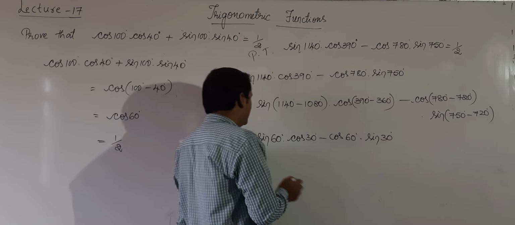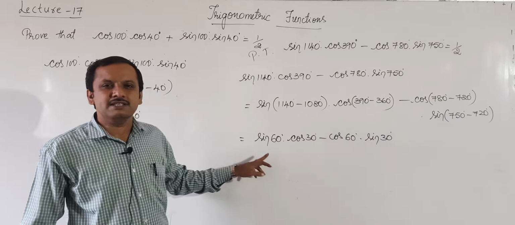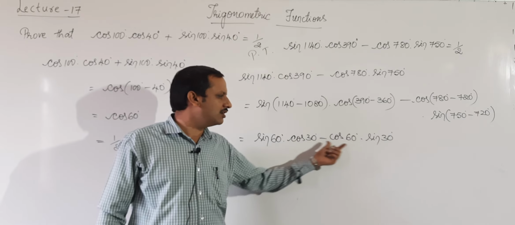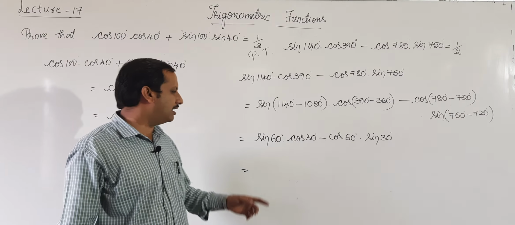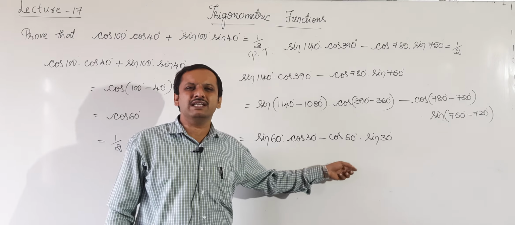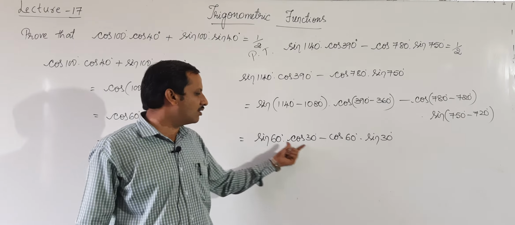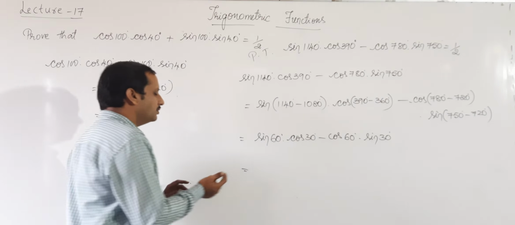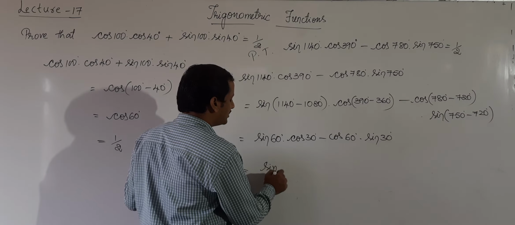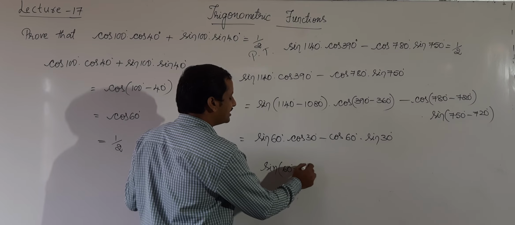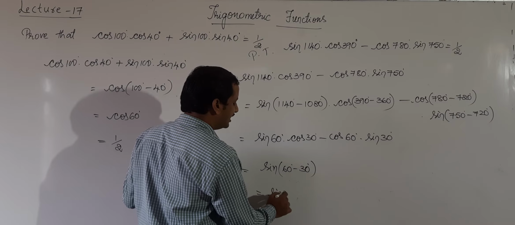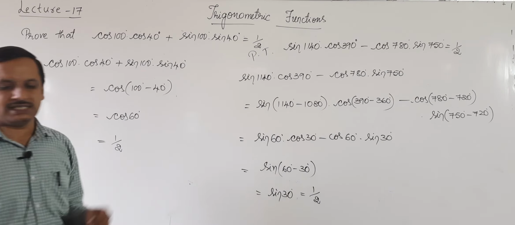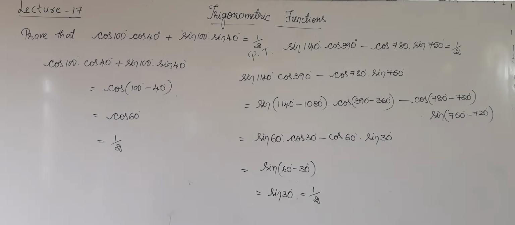So, sin 30. Now this looks like sin A cos B minus cos A sin B. So, either you can directly substitute all these values and obtain the answer, or else you can use the formula: sin A cos B minus cos A sin B is equal to sin of A minus B. So, sin of A minus B means 60 degree minus 30 degree. Sin 60 minus 30 is sin 30. Sin 30 degree is equal to 1 by 2. That is precisely what we want.